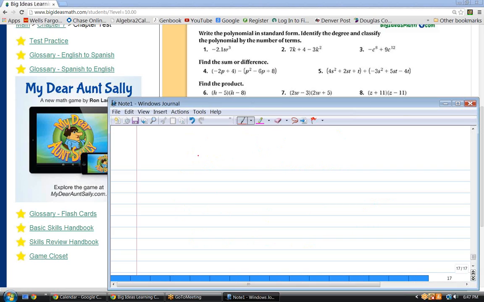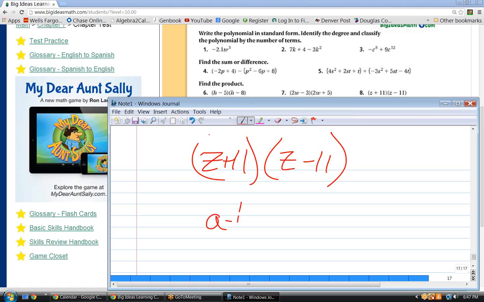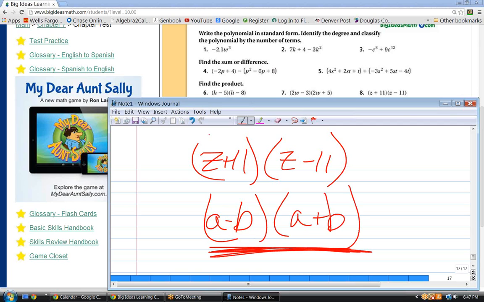Okay, let's do z plus 11 times z minus 11. Before you begin this, you can FOIL it if you want. But do you recognize what it looks like? It looks like a minus b times a plus b. So that's the difference of perfect squares factored.